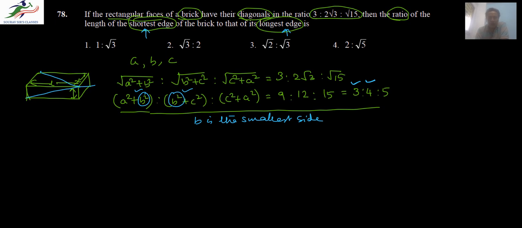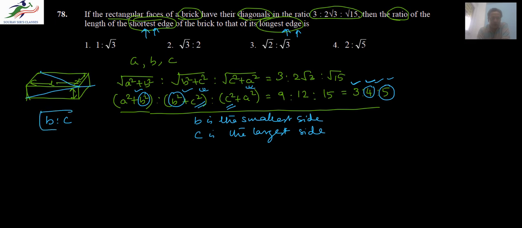Similarly, if we look at the largest two numbers, which are 4 and 5, coming from the second and the third terms, we see that the term C square is common in both. So C square is contributing to both 4 and 5, the largest terms. So C is the largest side. We are asked to find the ratio of the shortest side to the largest side. That means we have to find the ratio of B is to C.